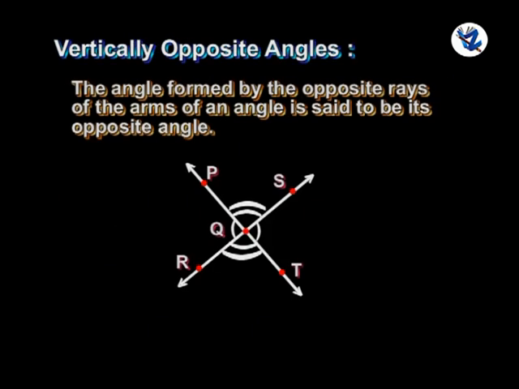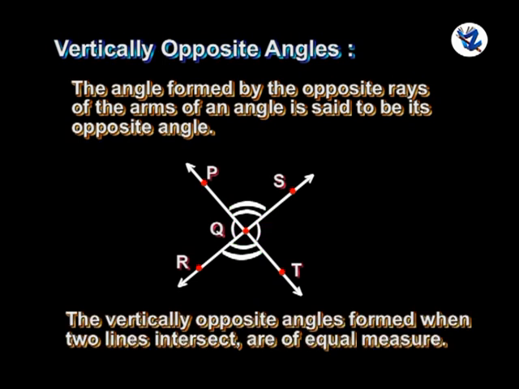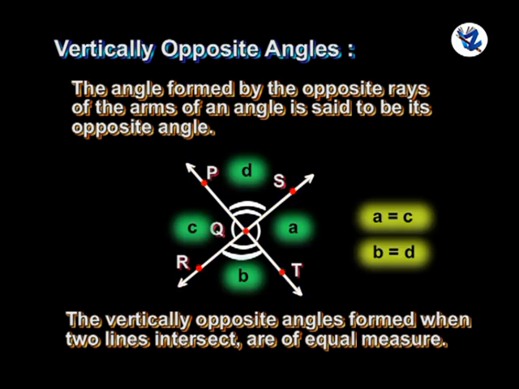Then, vertically opposite angles. Angle formed by the opposite rays on the arms of an angle is said to be its opposite angle. The vertically opposite angles formed when two lines intersect are of equal measure.